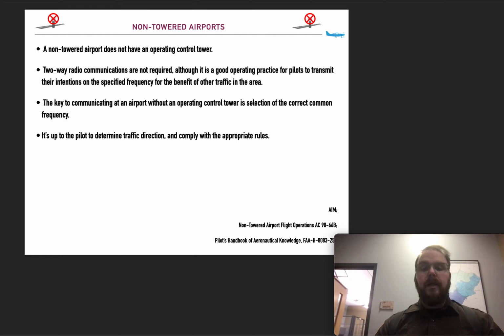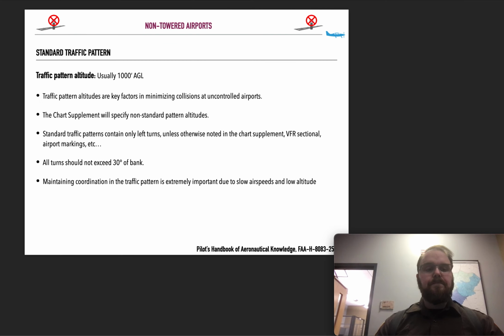The key to communicating at an airport without an operating control tower is the selection of the common traffic advisory frequency, or CTAF, and this is found on your sectionals and chart supplements. It's up to the pilot at a non-towered airport to determine traffic direction and comply with the appropriate rules.